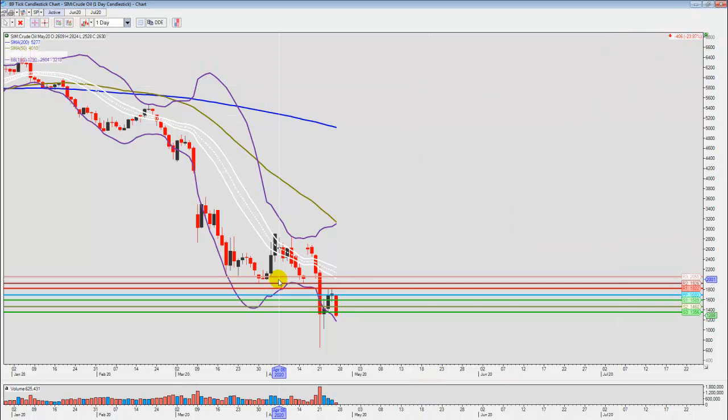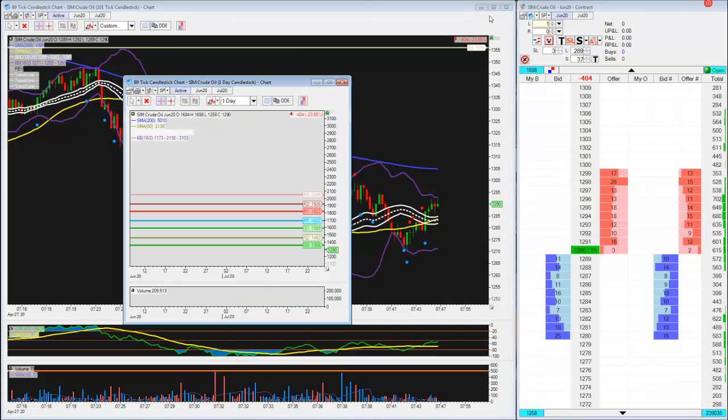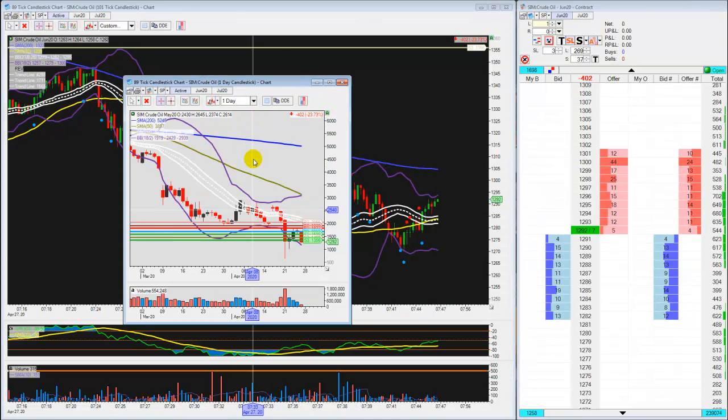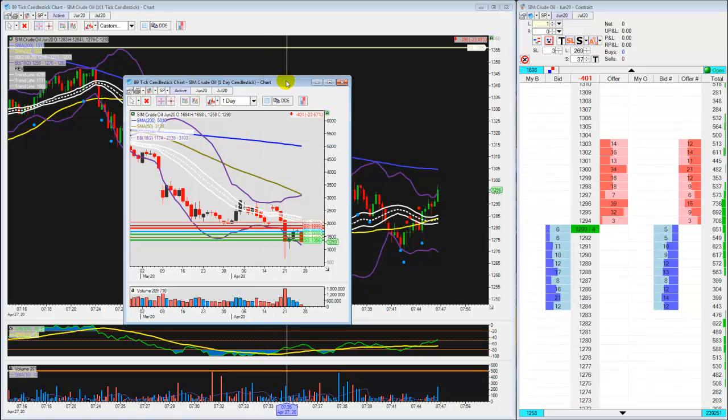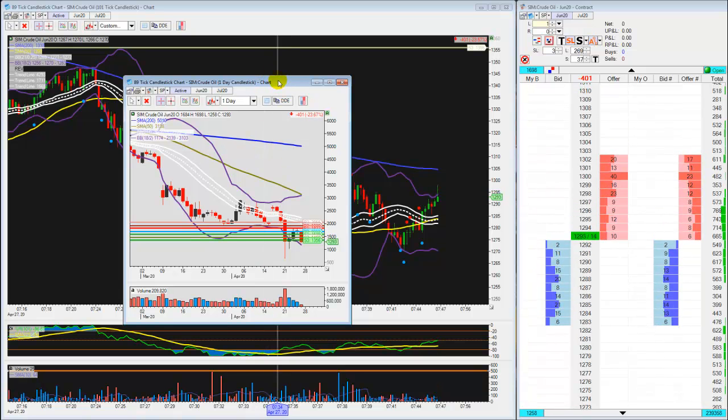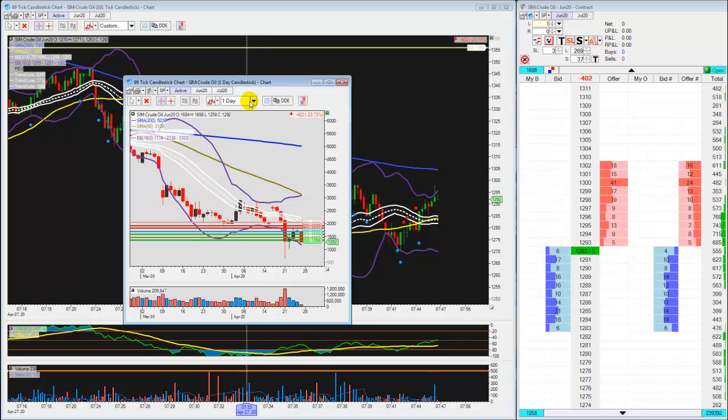So here's your daily chart. Here's your low on the June contract. And this corresponds with May's contract going to minus 37, by the way. For those that don't believe the market could go below zero, well, there are a lot of people that lost their shirts, right? So that's the daily chart.